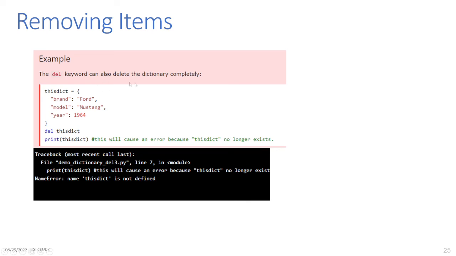The del keyword can also delete the dictionary completely. Let's say, for example, again, this is our dictionary, del, and then this, without specifying the key. That means we're deleting the whole dictionary. If you print this, it will cause an error, because this does not exist anymore.